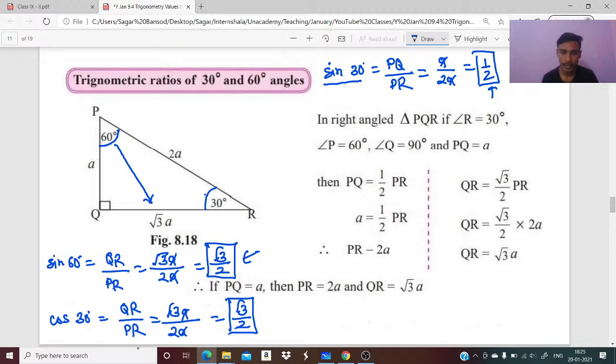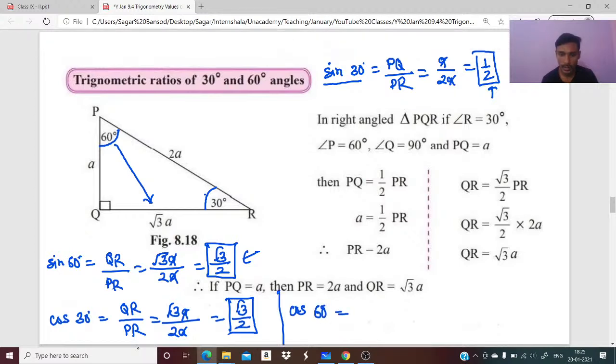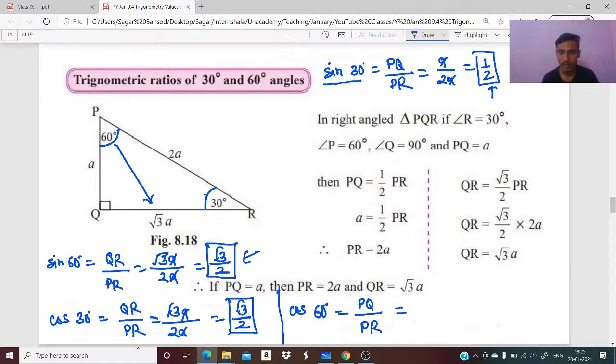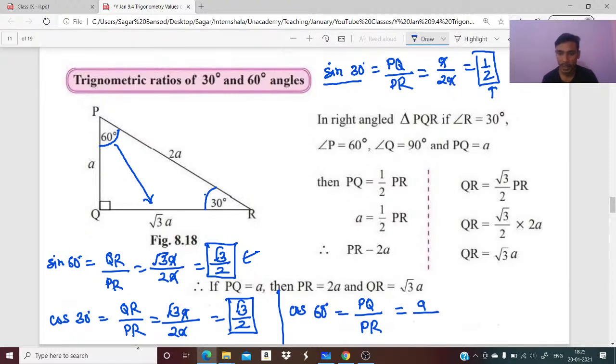Okay, similarly if I ask you to find the value of cos of 60 degree, then this is your 60 degree angle and PQ is the length adjacent to your 60 degree. So your cos 60 degree will be equal to PQ upon PR. Your PQ is A and the length of PR is 2A. Therefore this A will get cancelled out and cos 60 degree will be half.